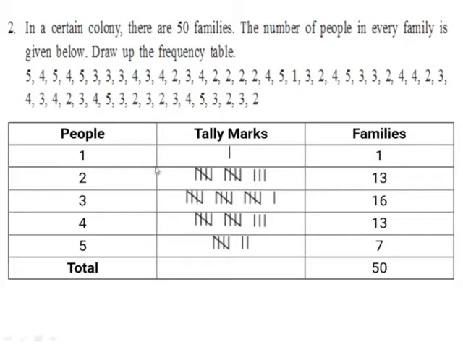Then second example. In a certain colony, there are 50 families. The number of people in every family is given below. Draw up the frequency table. Now children, here information about number of people in 50 families is given. So here first we will make the column of people, number of people in one family, then tally marks and then frequency or number of families.